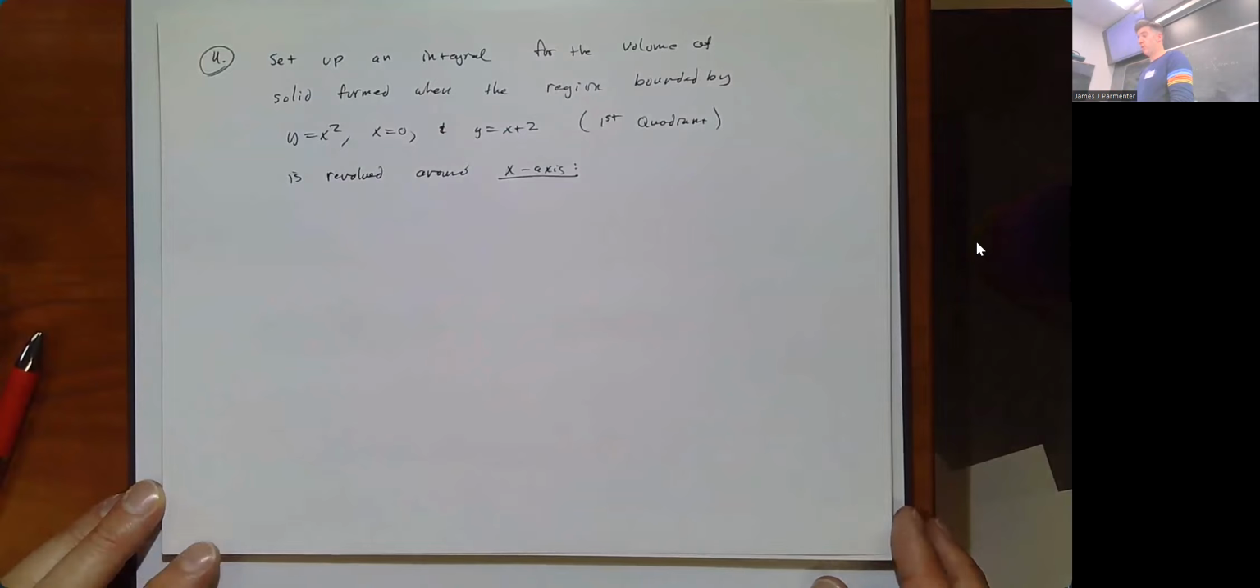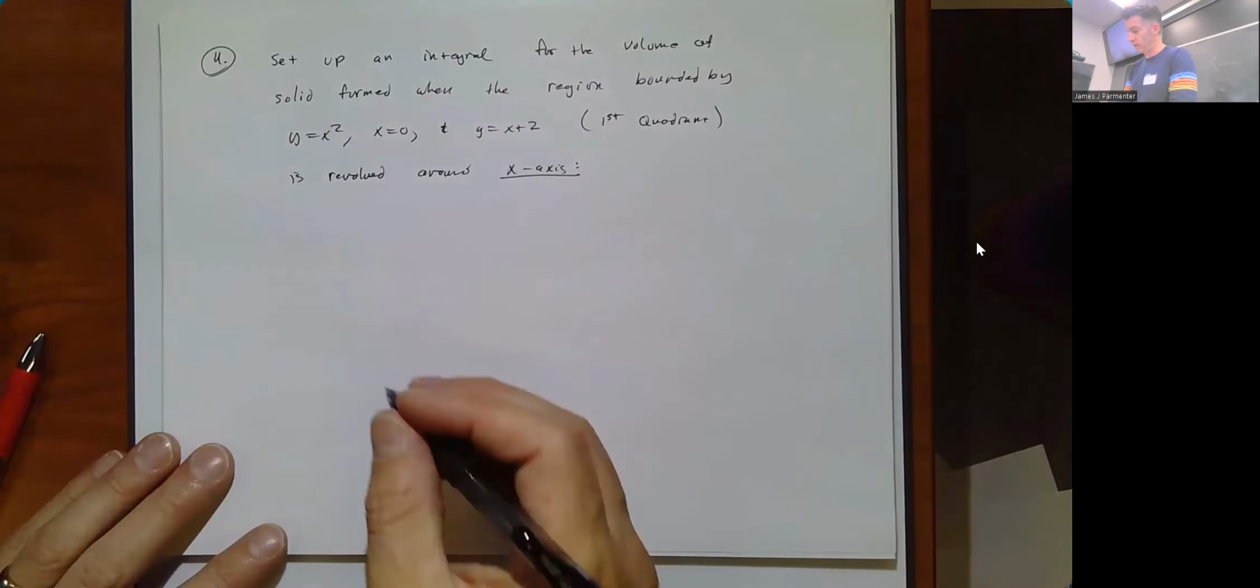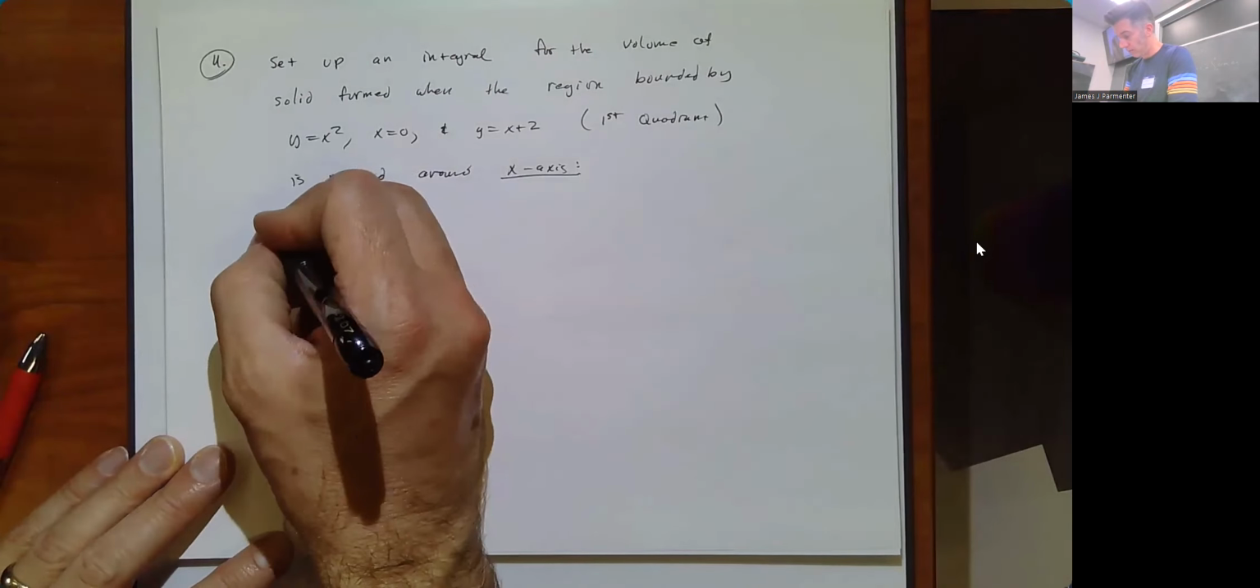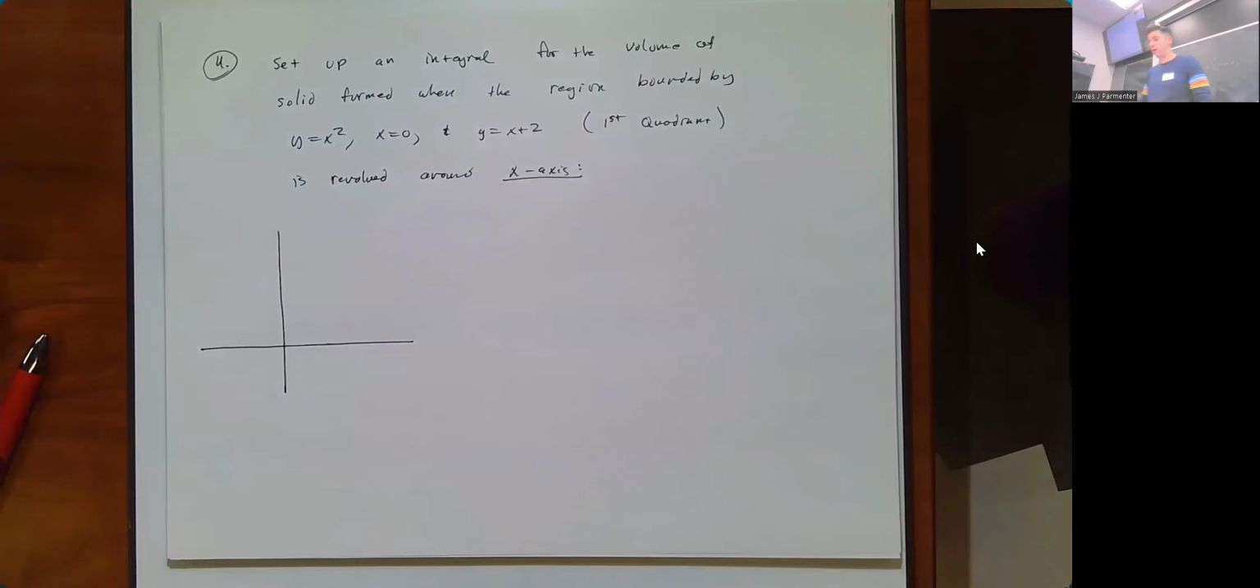So I want you all, as quickly as you can, to try to draw these 3 graphs on an XY coordinate system, because that's your first step. Draw y equals x squared, draw y equals x plus 2, draw x equals 0. Don't draw x equals 0, it's just the y-axis. I'll give you a minute.